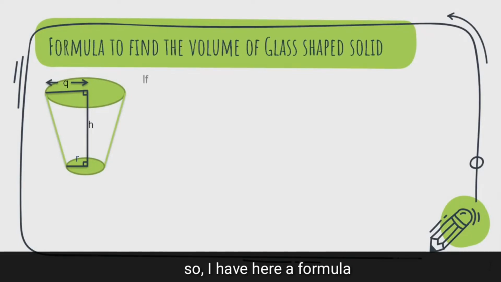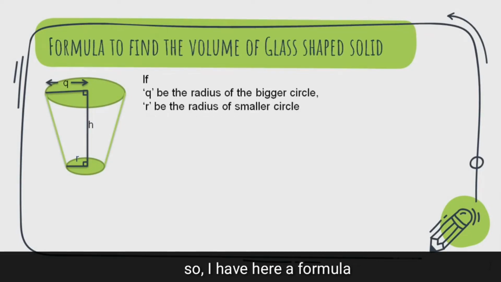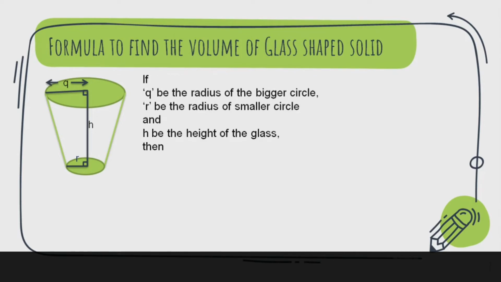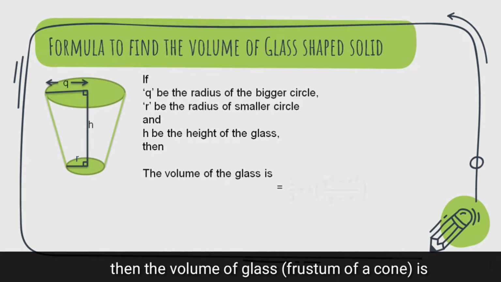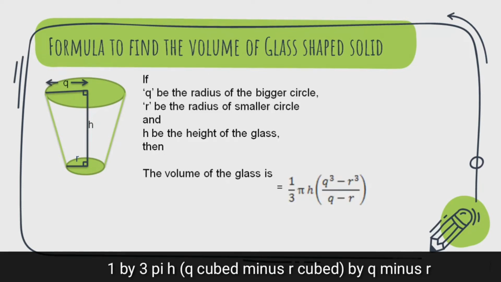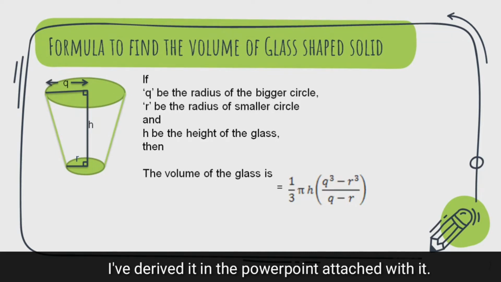So I have here a formula to find the volume of a glass, and it is, if Q is the radius of the big circle and R the radius of the small circle and h the height, then the volume of glass is 1/3 π h (Q³ − R³)/(Q − R). I have derived it in the PowerPoint attached with it.